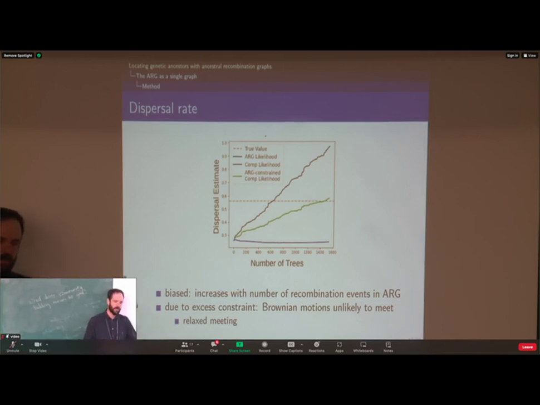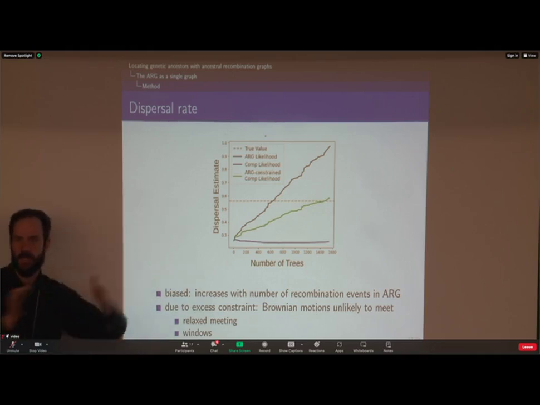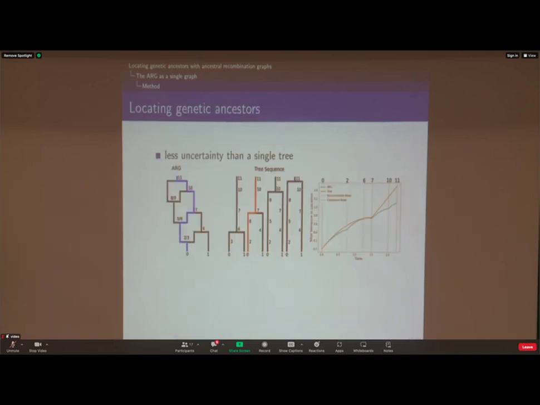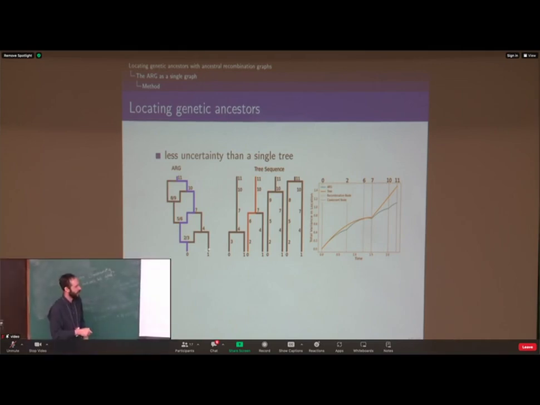We have a couple of ways to demonstrate how to relax this constraint somewhat, by not forcing the lineages to meet exactly at the recombination node, or by just not dealing with the whole ARG, doing a windowed approach where you take a bunch of trees, 10 trees or 100 trees, and do a composite likelihood over mini ARGs. So there are a few different things you could do there, but more excitingly, we can locate genetic ancestors.